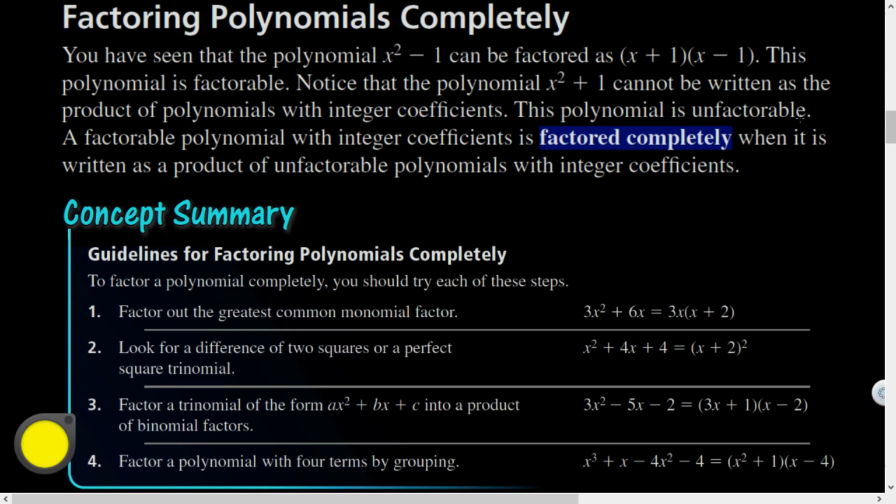All right, here we go. It says, you have seen that the polynomial x squared minus 1 can be factored as x plus 1, x minus 1. This polynomial is said to be factorable. Notice, however, that the polynomial x squared plus 1 cannot be written as the product of polynomials. It's true. Maybe you guys didn't realize that. I might be able to show that to you with algebra tiles in a minute, but I'm going to keep reading in the meantime. It says it cannot be written as the product of polynomials with integer coefficients. And this polynomial is said to be unfactorable.